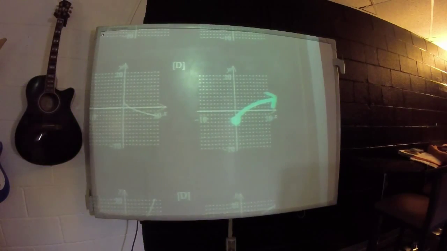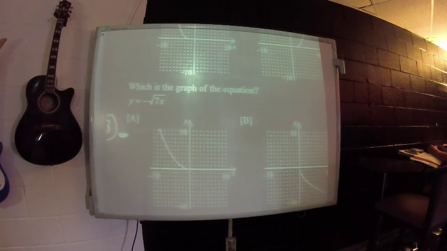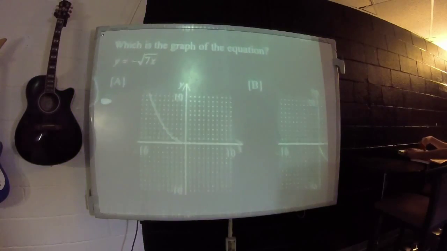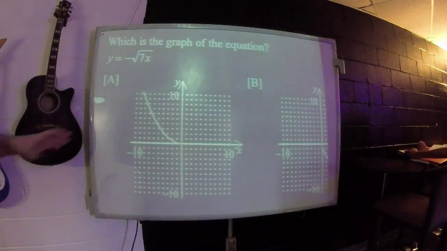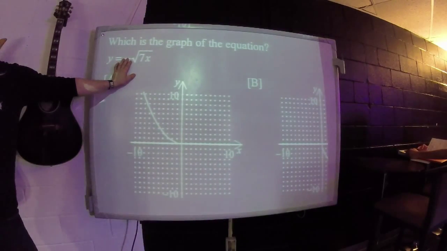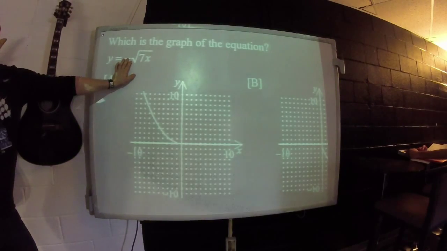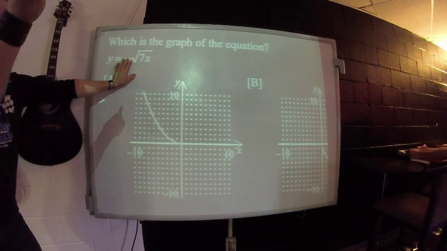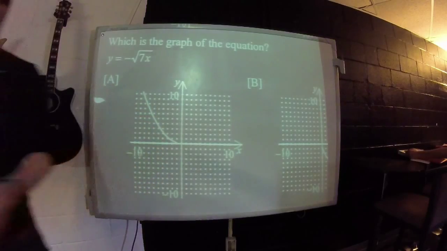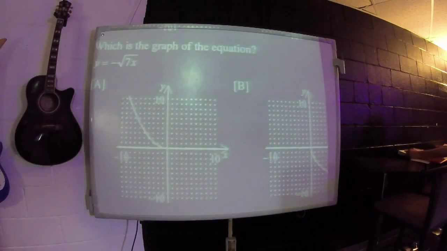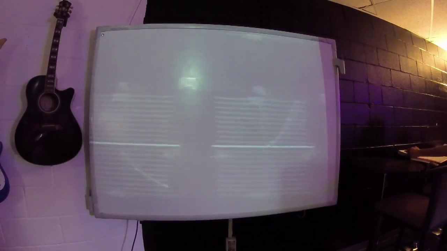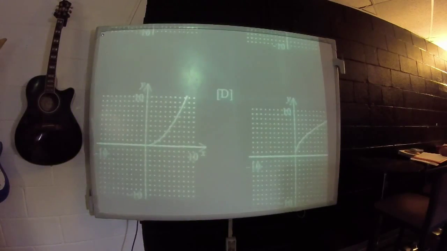All right, now I got a negative outside. So I haven't moved the vertex at all. This negative outside just did what? Flips it down. So I should see the dot on the origin, but should be the exact opposite. Which answer do we feel best about? B. B is the only one.